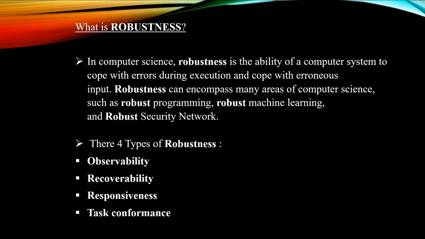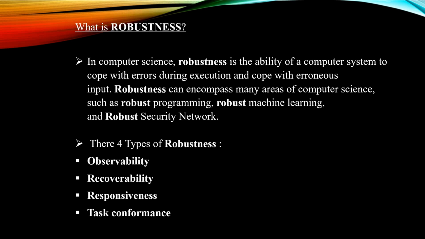Robustness, in computer science, is the ability of a computer system to cope with errors during execution and cope with erroneous input. Robustness can encompass many areas of computer science such as robust programming, robust machine learning, and robust security networks.